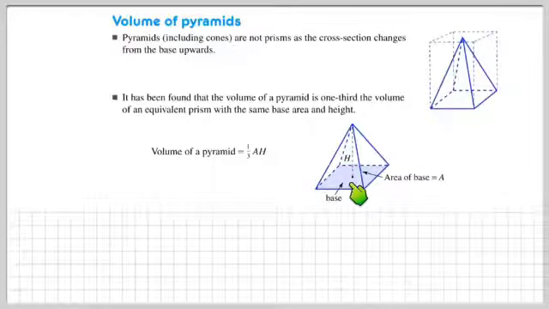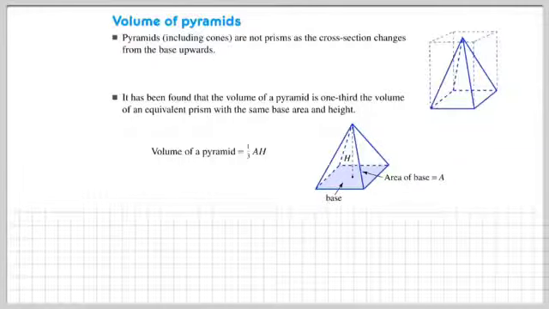So this is the base here. So if you did the area there, and you multiplied that by that vertical height up there to the apex, to the topmost point, using a line which is perpendicular to the base, going right up there to the apex, you'll get the volume. 1/3 of the area of the base times the perpendicular height is the volume of a pyramid.